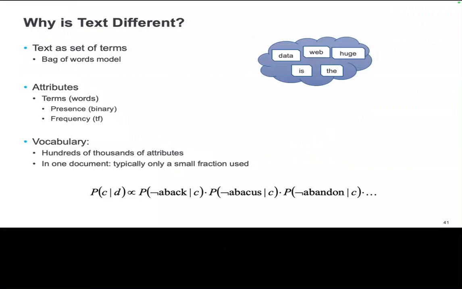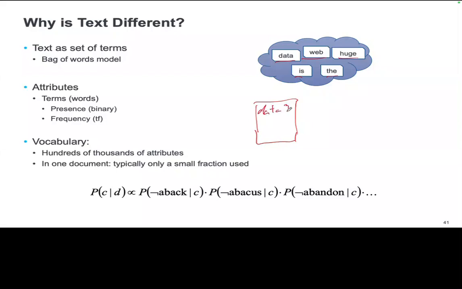It basically means we have a certain dictionary, like here, containing all the words, this cloud, and then we describe a particular document by counting how often words appear in a document. Data might appear 7 times, web appears 8 times, and the appears 100 times in one document. And in the next document, abacus appears 7 times, the appears 50 times, and of course, maybe something else appears 0 times. Actually, in most documents, most words don't appear at all.